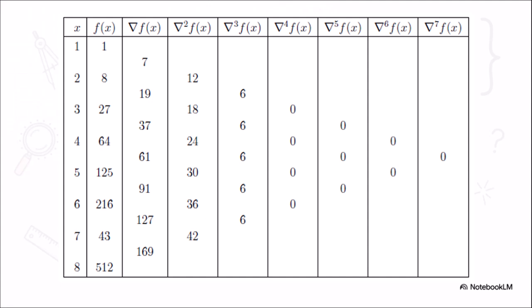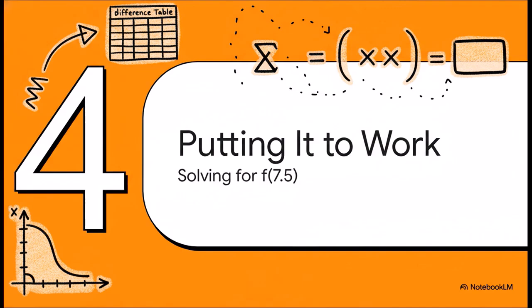And I know it might look a little complicated, but it's literally built on simple subtraction. That's it. You take a value, you subtract the one right above it, and you write the answer in the next column over. See? 512 minus 343 gets you 169. Then 169 minus 127 gets you 42. You just keep doing that. This simple process gives us all the correction values we need, 169, 42, and 6, that we're going to plug right into our formula. All right, enough with the theory.